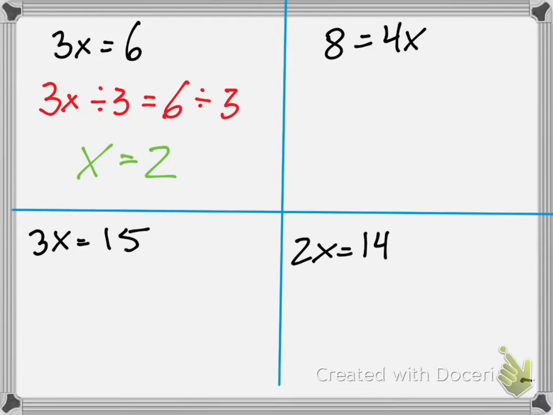Ben, tell me what work you did for the second one. Well, I looked over my multiplication tables and I know that 2 times 4 equals 8, so therefore the unknown variable is 2. Exactly. So our answer is 2.